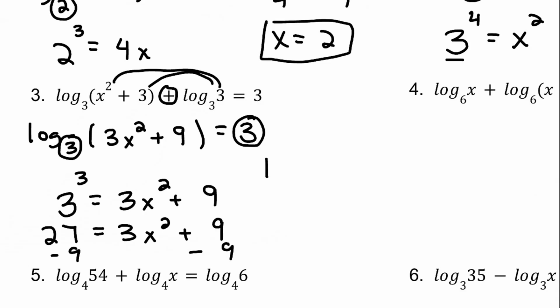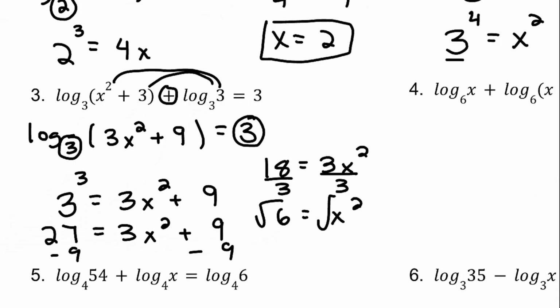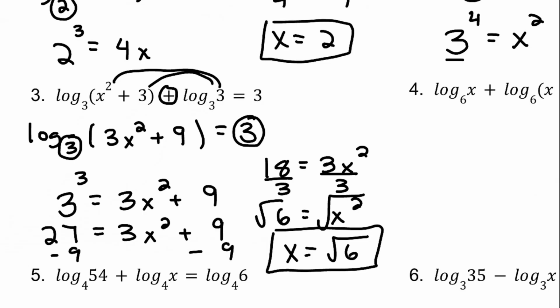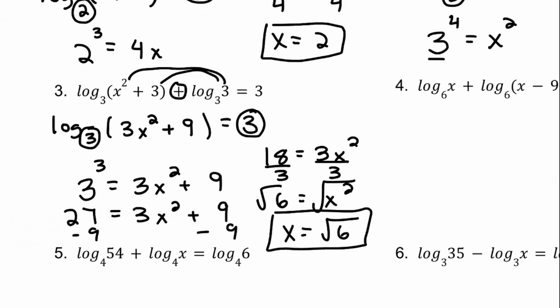Minus 9 from both sides, I get 18 is equal to 3x squared. Divide by 3, I get 6. And then take the square root of both sides, and now I just leave this as the square root of 6. And same thing, I don't want to put plus or minus because the minus will possibly make it extraneous.